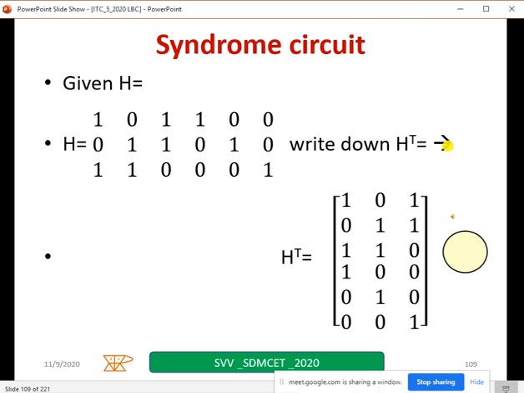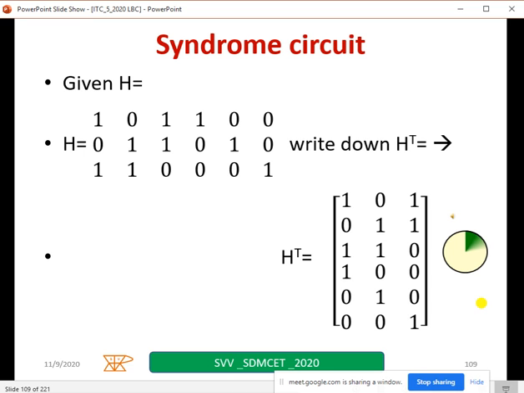For a syndrome circuit, write down H equal to, and write down H transpose equal to. H is given, simply transpose it, write down H transpose. And remember, for syndrome circuit, I need H transpose. For encoder circuit, I need P. These two lines you have to remember. Before you start drawing the encoder circuit, you should have P. Before you start writing a syndrome or decoder.